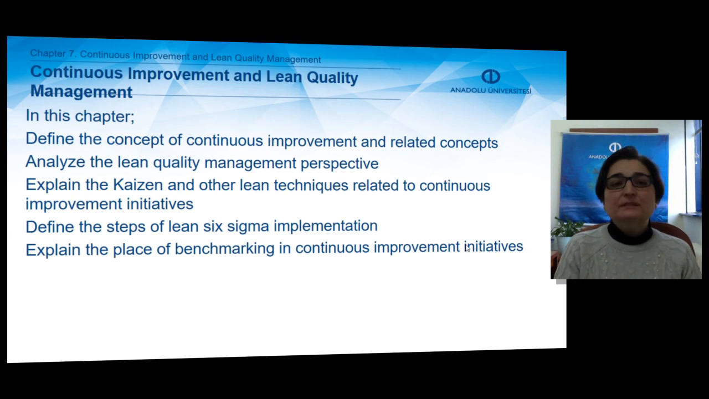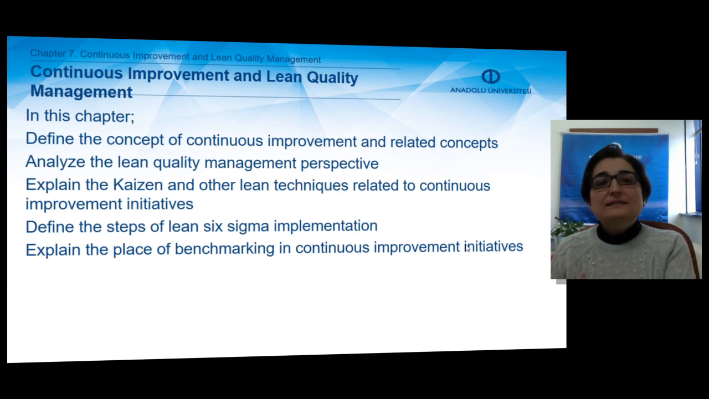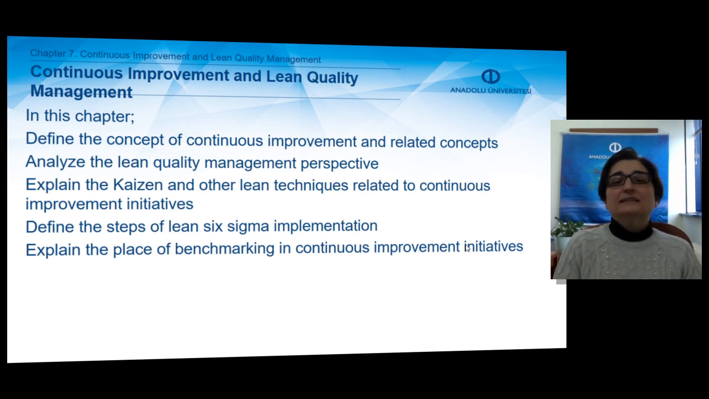In this chapter, we defined the concepts of continuous improvement and related concepts, analyzed the lean quality management perspective, explained the Kaizen and the other lean techniques related to continuous improvement, defined the steps of Six Sigma implementation, and explained the place of benchmarking in continuous improvement.